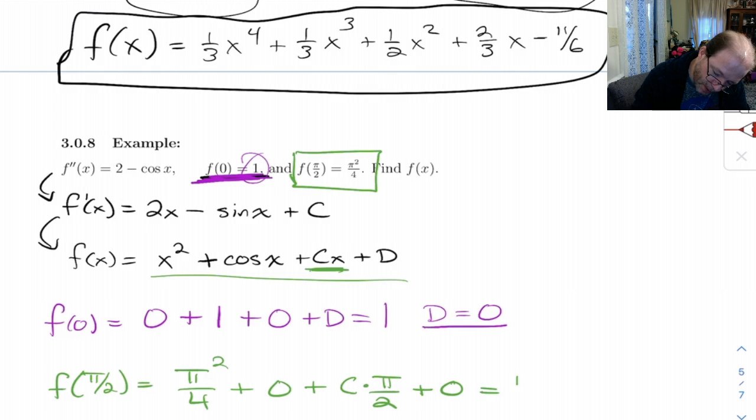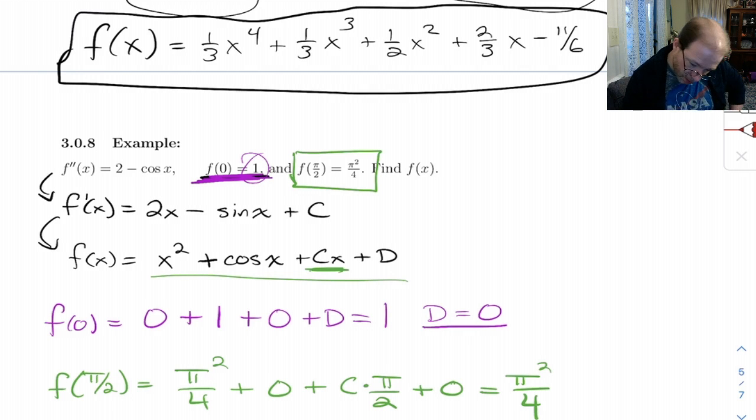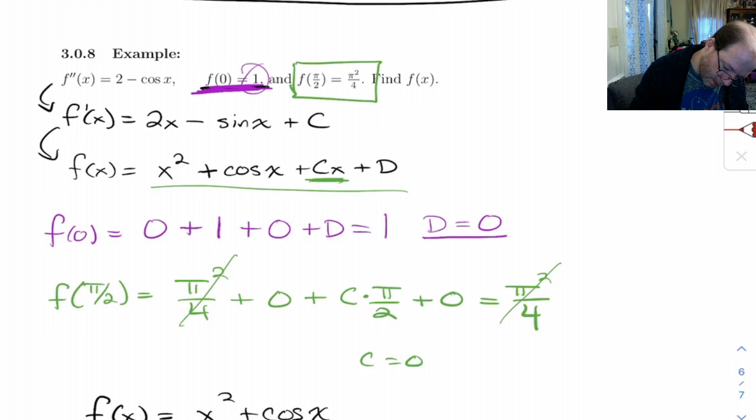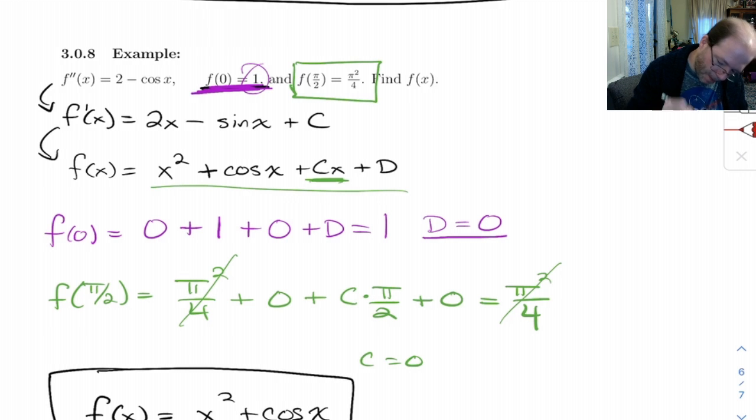equals pi squared over 4. All right, so let's see, we got to solve this equation. This is kind of nice, so these cancel away, and we're left with c equals 0. Why is that? Well, the pi squareds over 4 disappear, and so yeah, c is 0. So my final answer here is f of x equals x squared plus cosine x plus 0 plus 0, and that's it.